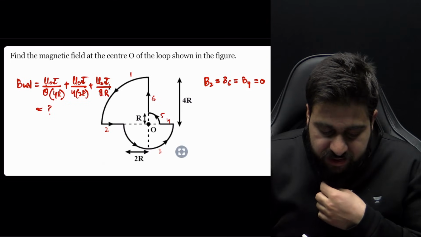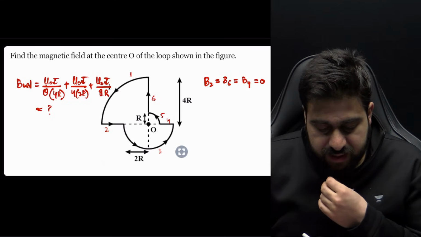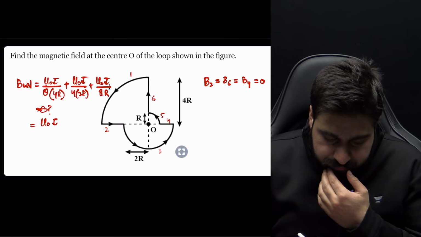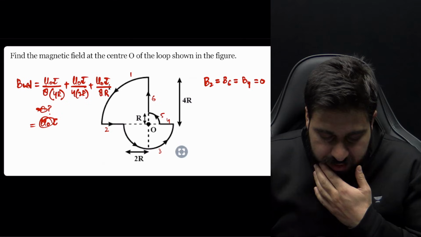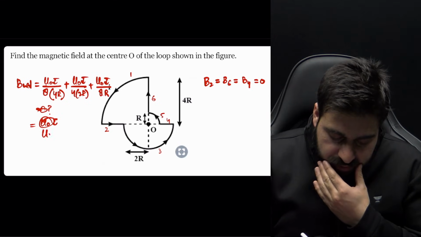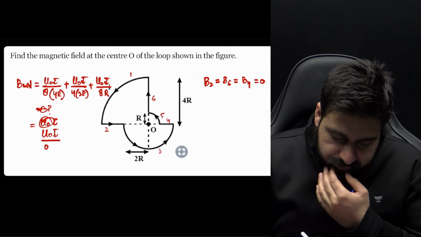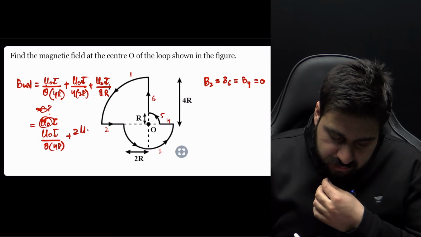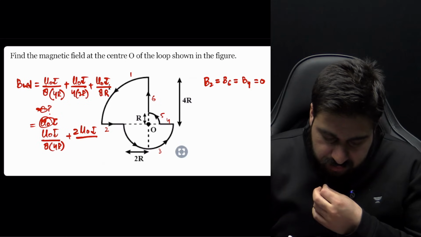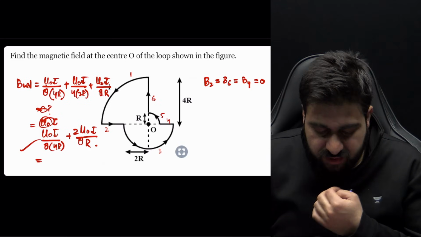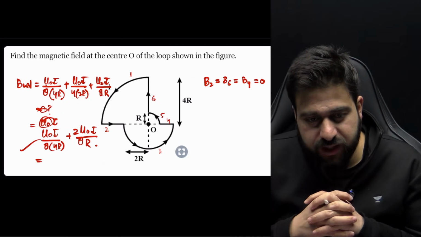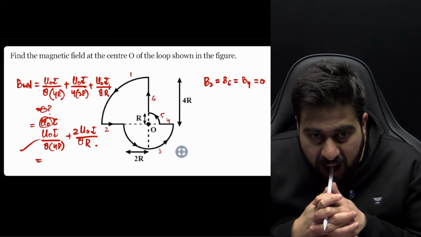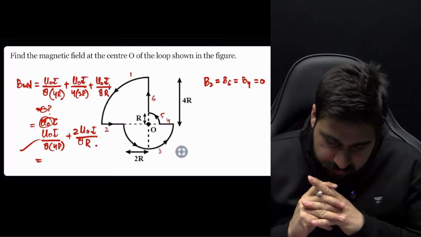Now you can simplify it further. Take mu naught I by 4r in common. This is mu naught I by 8r, this is 2 times, by the way. Mu naught I divided by 8 into 4r plus 2 times mu naught I divided by 8r. Now further also you can simplify it. Mu naught I by 8r you can take common. The 2 you can simplify.